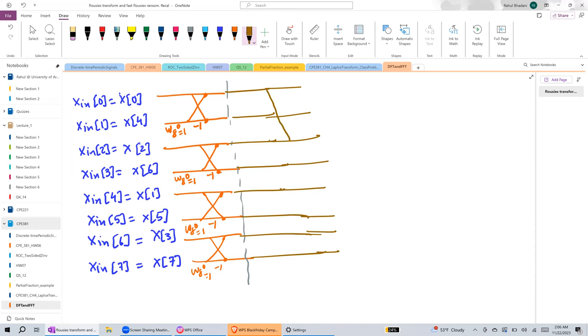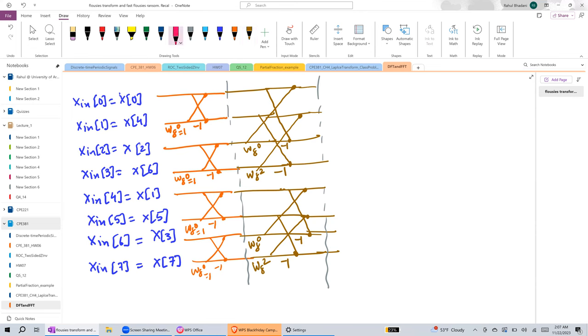So this will multiply by this, and okay, so here we will have W8 0, minus 1, W8 2, minus 1. Okay, and similarly, we will be having this. Minus 1, minus 1, W8 0, W8 2. Okay. Now the last stage.